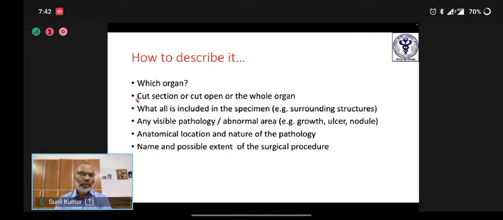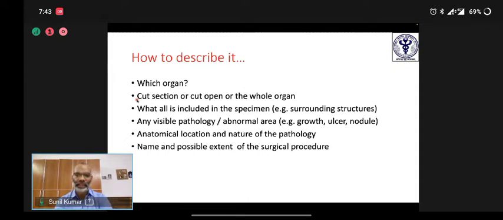So they don't want to hear that this is a specimen of gastric cancer. No. Here you have an organ in front of you, which may be cut section or cut open, or it may be the whole organ. So don't say that this is a specimen of gastric carcinoma, or for that matter, this is a tumor of lung metastasis. No. First of all, this is lung. First of all, this is stomach. Say that. And then include what is included in the specimen.